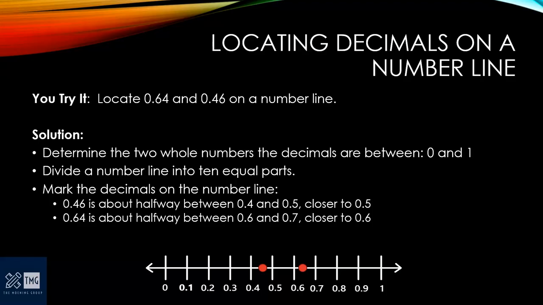You can also use locating numbers on a number line as a way to compare decimals. If we were comparing 0.64 and 0.46, whichever number is on the right is bigger. So we can see 0.64 is to the right of 0.46, and therefore 0.64 is greater than 0.46. Or 0.46 is less than 0.64. So you can use locating decimals on a number line for a variety of reasons.